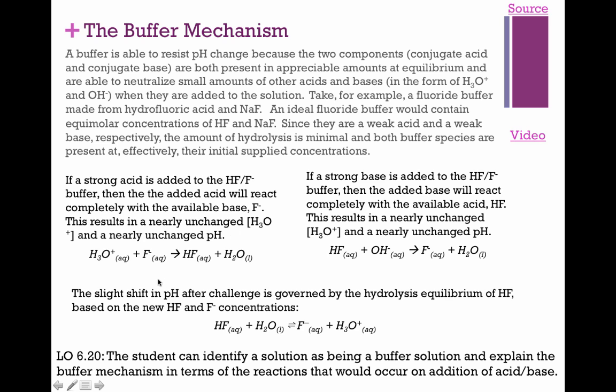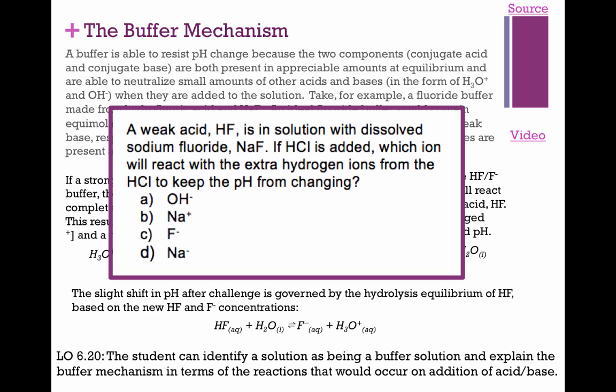And the slight change is because when we use up part of the buffer, like in the case down here, if we use up some of the F minus to neutralize, we form a little bit of HF. Or if we use up the HF, we form a little bit of F minus, but not to where it's going to change the pH by 2 or 3 points. So then a weak acid HF is in solution with dissolved NaF. If HCl is added, which ion will react with the extra hydrogen ions to keep the pH from changing?